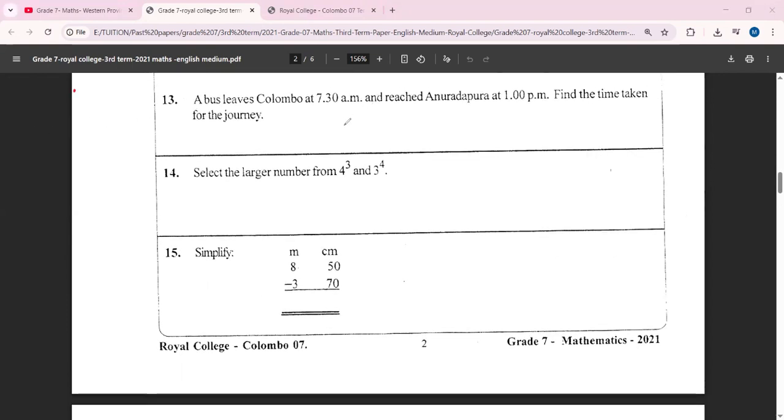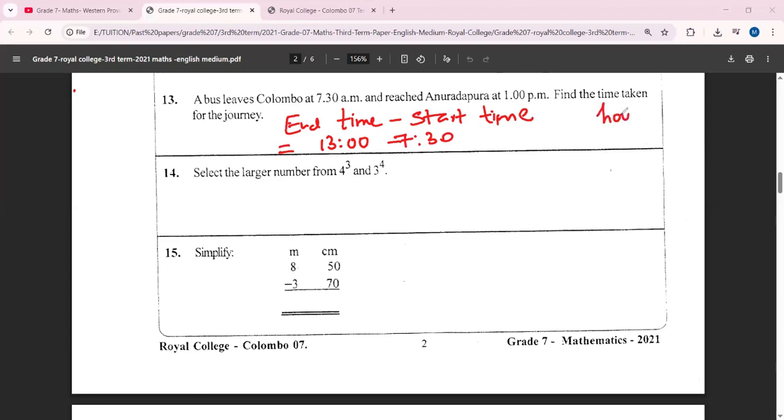A bus leaves Colombo at 7:30 a.m. and reaches Anuradhapura at 1 p.m. Find the time taken for the journey. The time taken for something is equal to end time minus start time. But you need to understand that when you do this, you have to use the time in the standard form. End time 1 p.m. is 13 hours, minus 7:30.